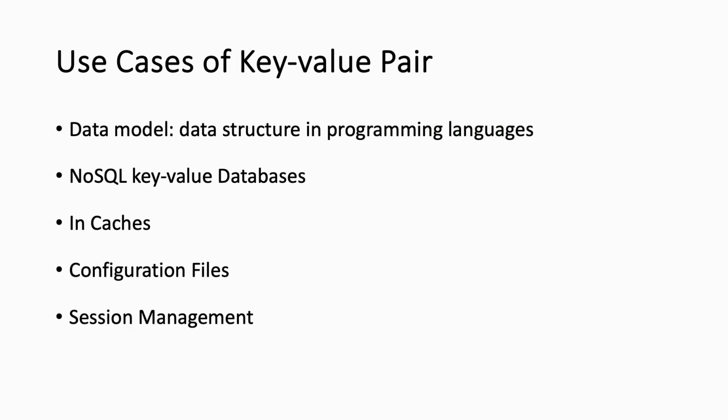Now that we understand what a key value pair is, let's discuss some of the most common use cases of key value pairs. Key value pairs are used extensively in data models within programming languages. Some examples include the map data structure in Java and C++, and the dictionary data structure in Python. Key value pairs are also used in NoSQL key value databases. They are also used in popular cache solutions for quick data retrieval, configuration files in projects for storing settings, and for managing session-related data in web applications.